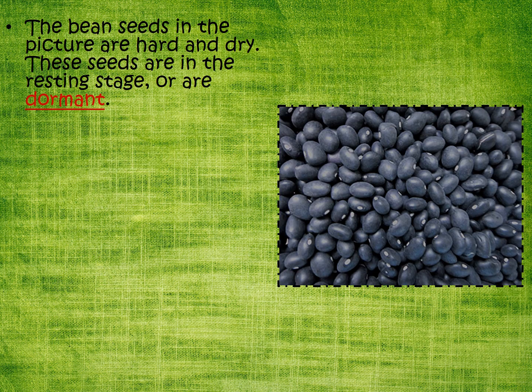Now we can begin to talk about the life cycle of a plant. If you look at this picture, you'll see some bean seeds. In the picture, the bean seeds are hard and dry. These seeds are in the resting stage, or are dormant. So that's what you should write for question 1 in your notes.